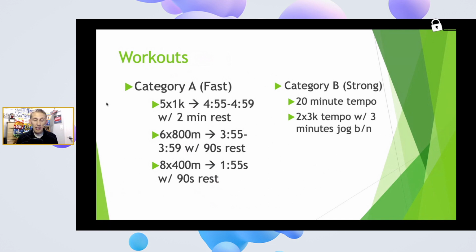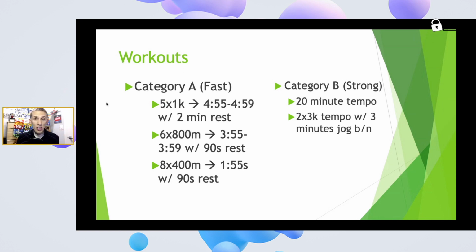And another workout that I love to do is 8 by 400 meters. Again, about 155 per 400 meters with about 90 seconds rest. I have some other workouts that I love to do for 5K training. I created a video talking about one of my favorites. You can find it right up here.